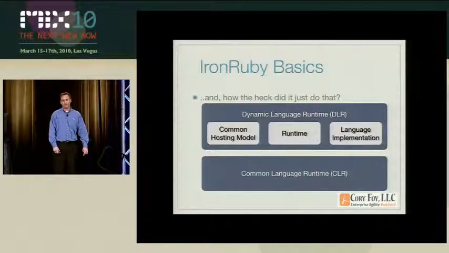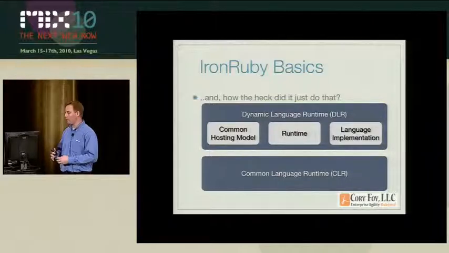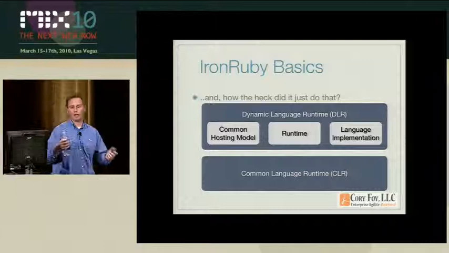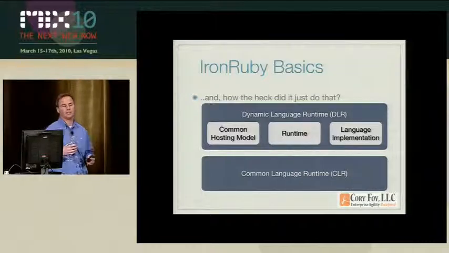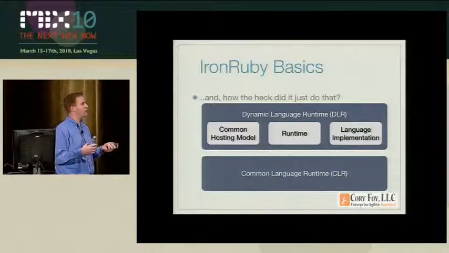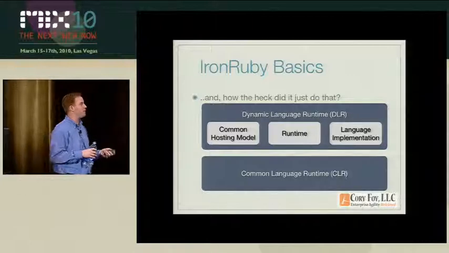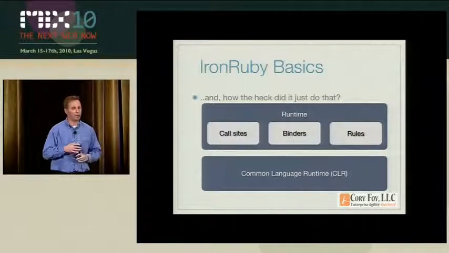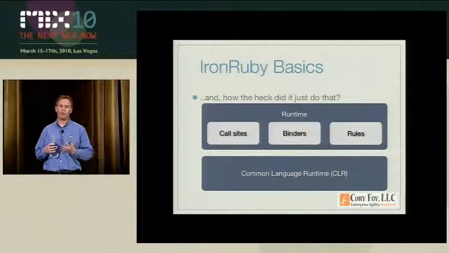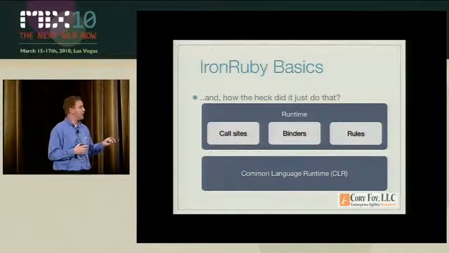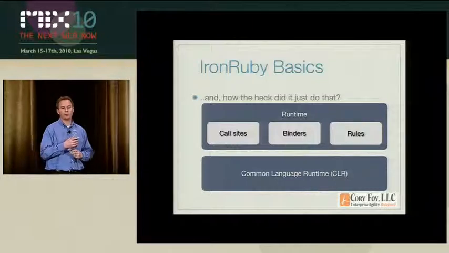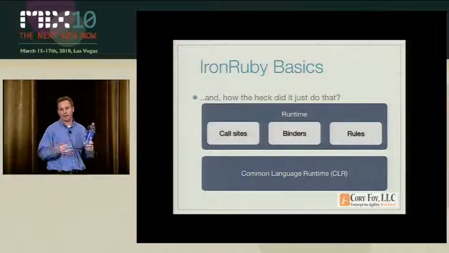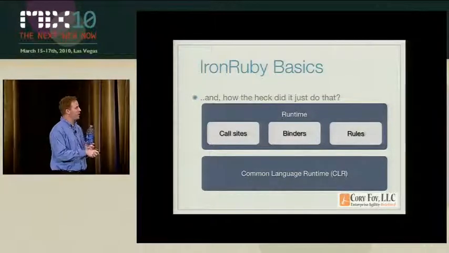So how did it do that? What happened whenever we ran these examples that turned around and accessed the DLR and the CLR objects? How does it work? We already looked at the DLR and the common hosting model, the runtime, the language implementation. What we first start off with is this runtime. When we process the Ruby code or Python code, it goes to a set of binders. The binders are responsible for figuring out what to do with it. And the two things on either side are the call sites and the rules.